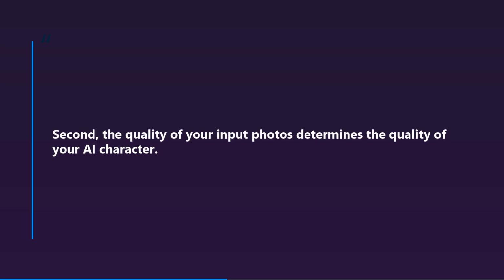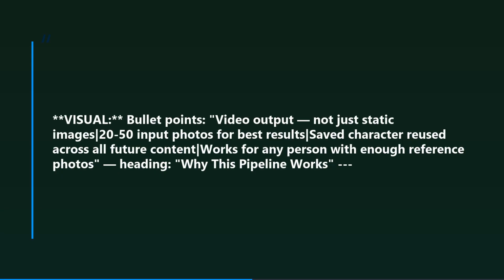Third, once the character is created, it lives in your Kling account as a saved reference. Every time you generate new content, you pull from that same saved character. That is what makes this a pipeline rather than a one-time trick. You are building an asset.